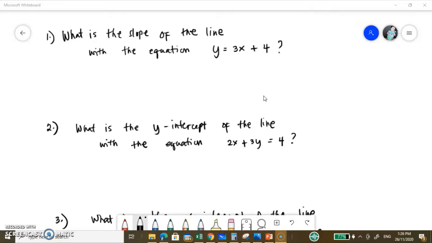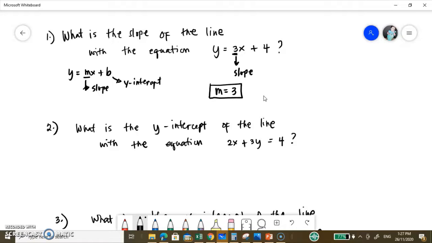What is the slope of the line with the equation y is equal to 3x plus 4? So you just have to remember that our slope-intercept form is y is equal to mx plus b, where our m here is the slope, right? And our b stands for your y-intercept. So, looking back at the given equation, makikita nyo, yung katabi ni x, yan na mismo yung slope natin. So your answer for that is that the slope is equal to 3. If you're asked about the y-intercept, eto yun, 4. So, b is equal to 4.